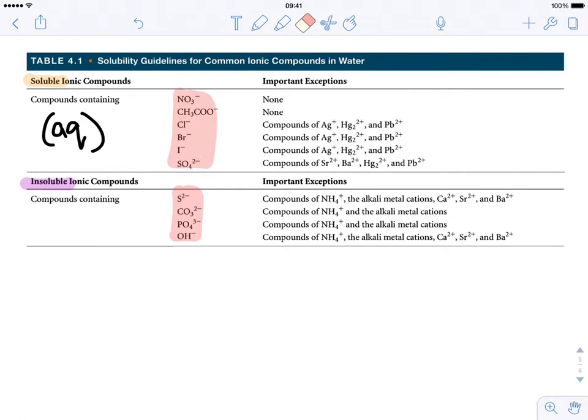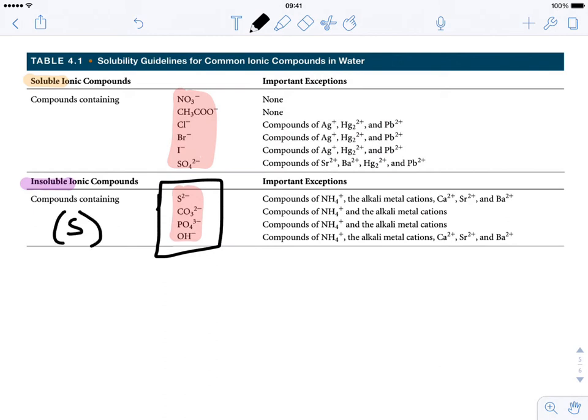Okay, now the bottom part of the chart is pretty much the exact opposite. These four anions right here are usually insoluble, meaning that when they're paired with most cations, the phase on them will be solid. So they form precipitates. Unless they are paired with any of these cations. If they're paired with any of these cations, then they become soluble, meaning that they dissolve in water and their phase will be aqueous.